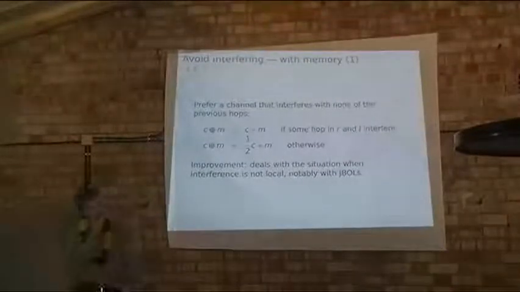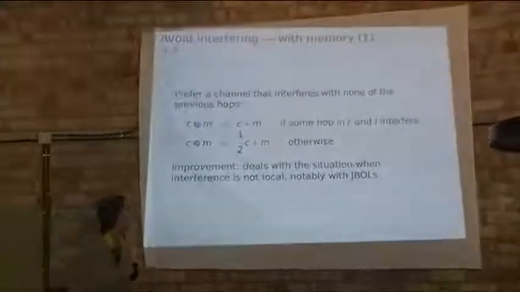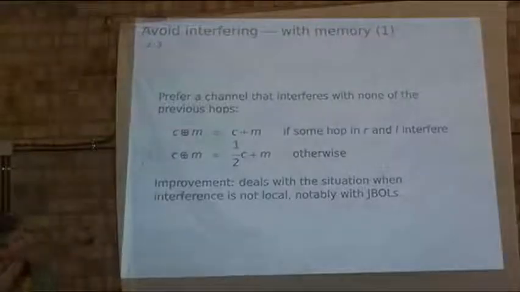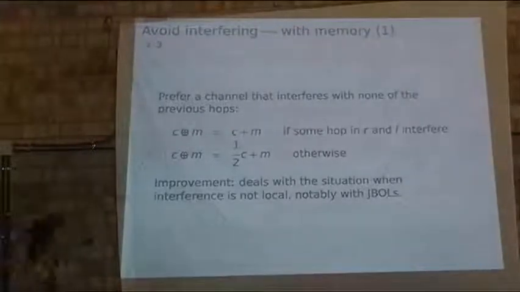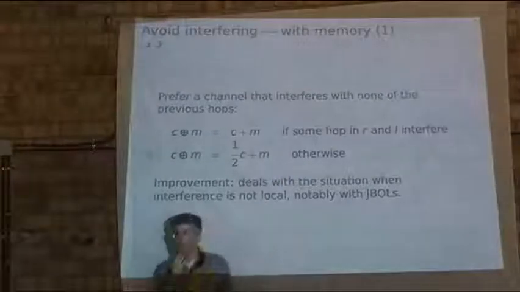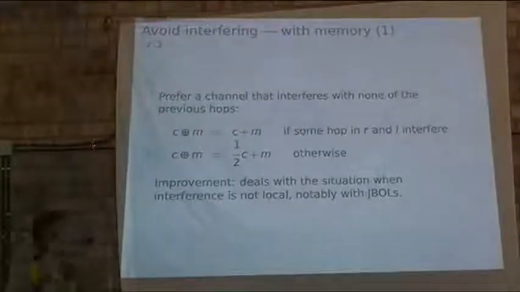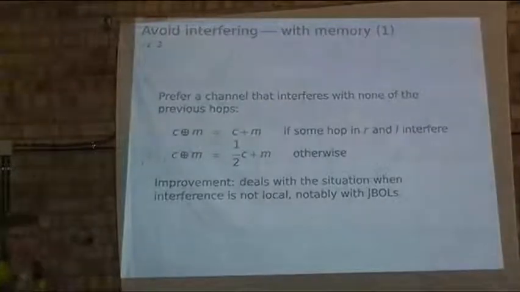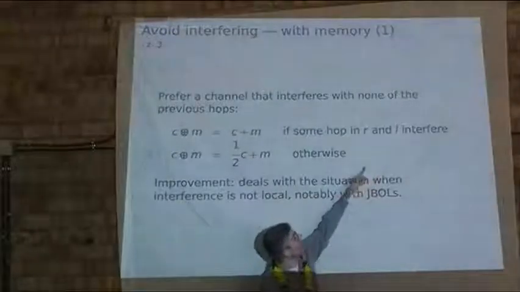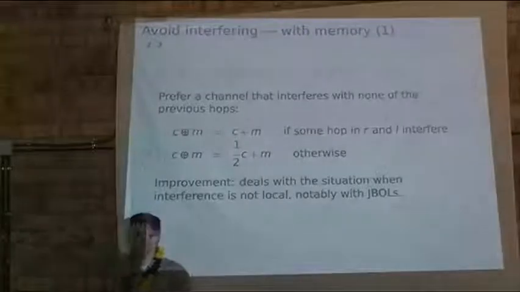Okay, and the third non-interference algorithm is non-interference with memory, in which the formulas are again the same, but the side condition is different. Instead of saying the incoming interface and the outgoing interface interfere, you say the outgoing interface, L, interferes with some hop that was taken by the packet earlier on.